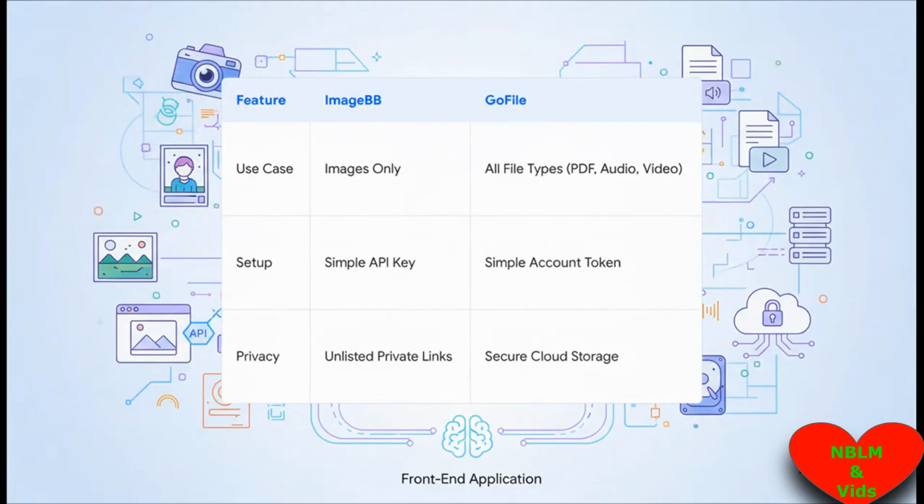For images, there's a service called ImageBB. It's super simple. You just need an API key, and it gives you private, unlisted links. For literally everything else, PDFs, audio, video, you name it, there's GoFile. It's a secure cloud storage service that's just as easy to set up. You just pick the tool that matches your file type.